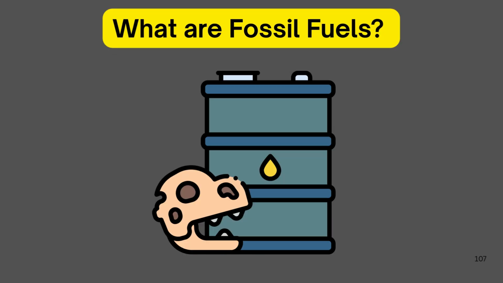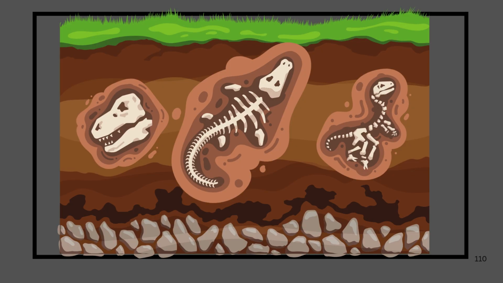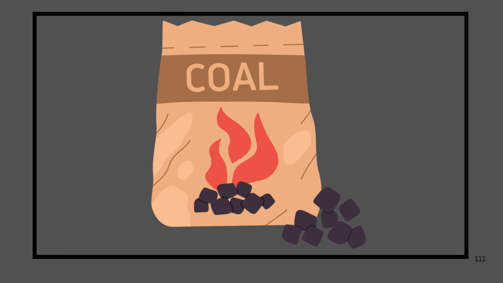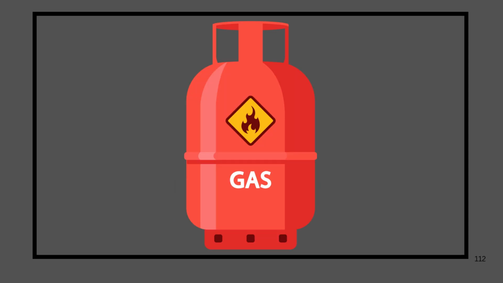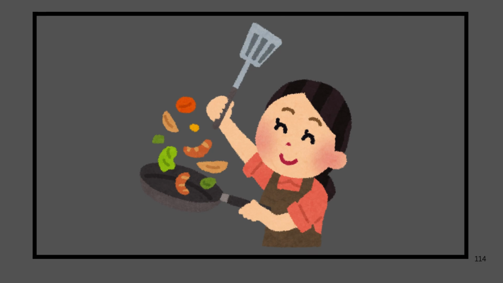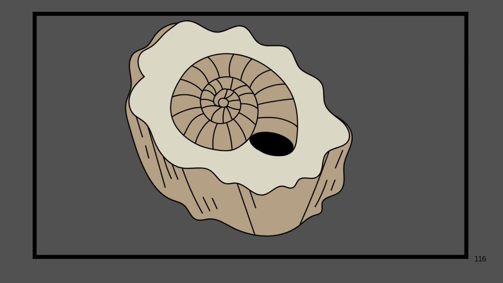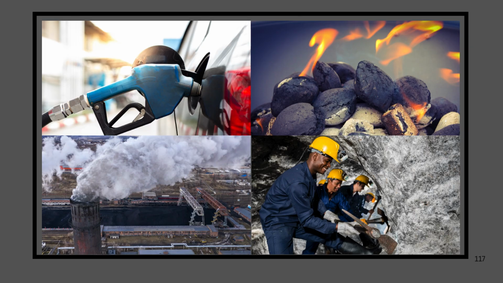What are fossil fuels? Fossil fuels are made from dead plants and animals buried deep in the earth for millions of years. These turn into coal, oil, and gas. We use them for electricity, transport, and cooking. Depletion and pollution. But fossil fuels take millions of years to form.